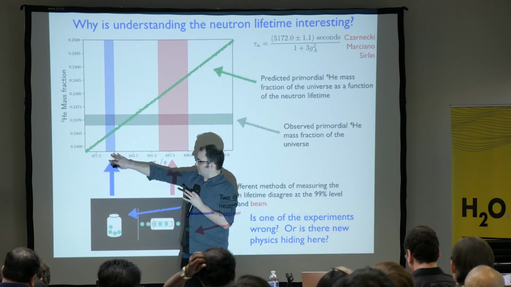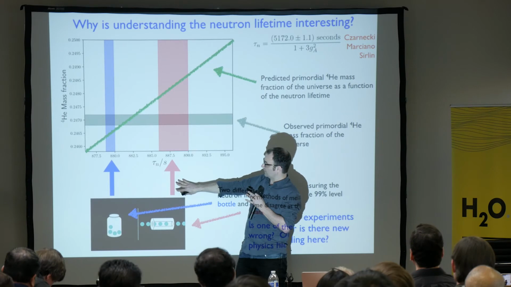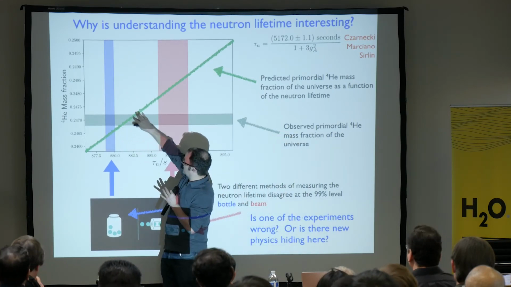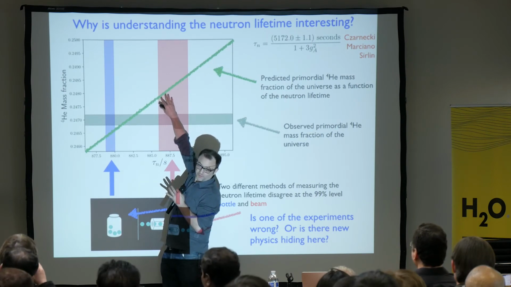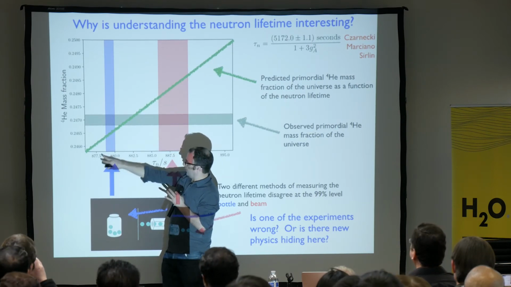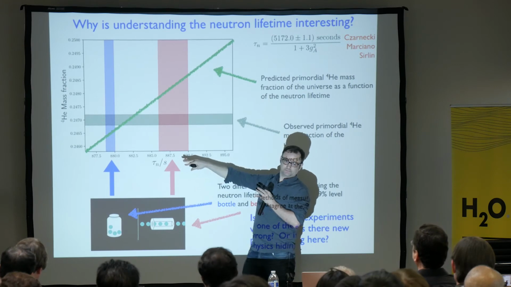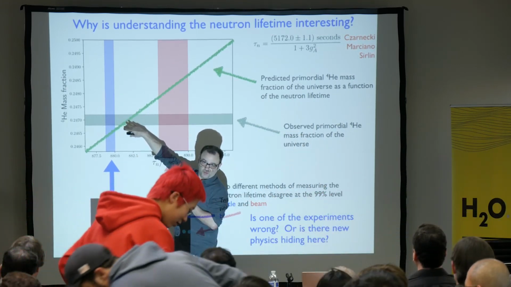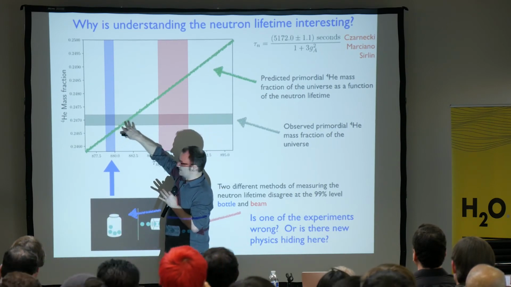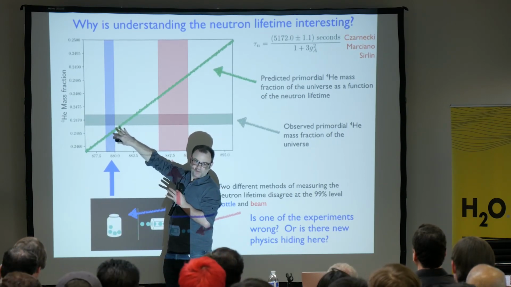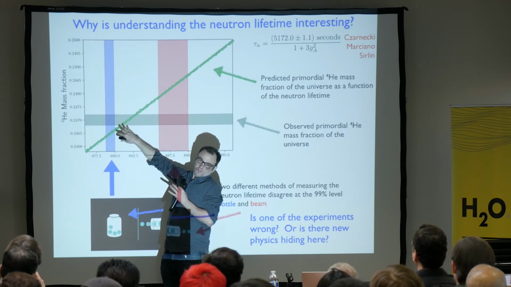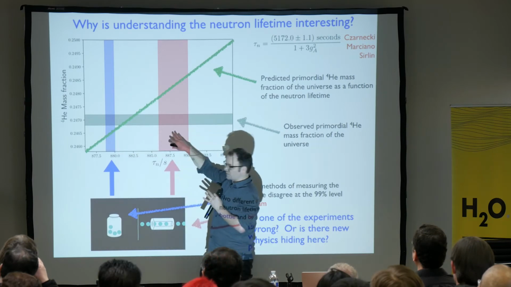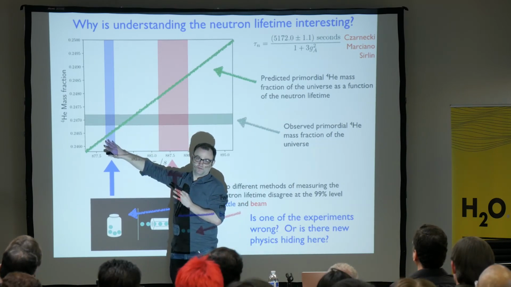The bottle experiment is more precise than the beam experiment. And if you notice, this green band here is the predicted abundance of helium-4 as a function of the neutron lifetime. And you can actually see both of them don't quite agree with the observed abundance of helium-4. This tension is not very much. It's what we call a 2 standard deviation tension, which means we don't really worry, we don't lose sleep about it. But the difference between these 2 different measurements is a 4 standard deviation, so 4 sigma.